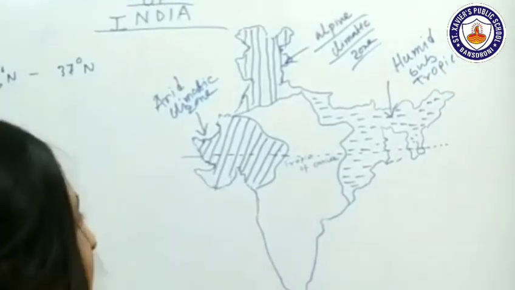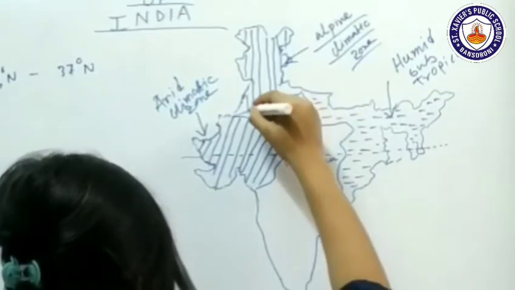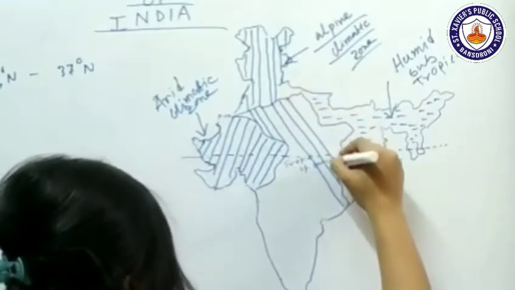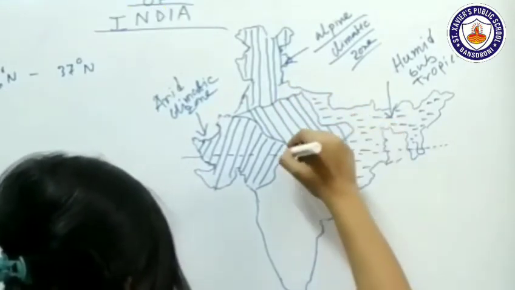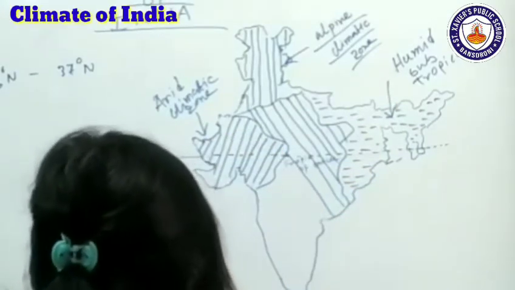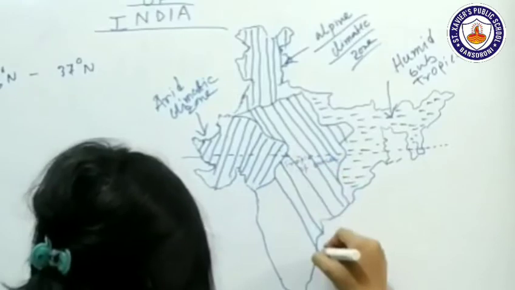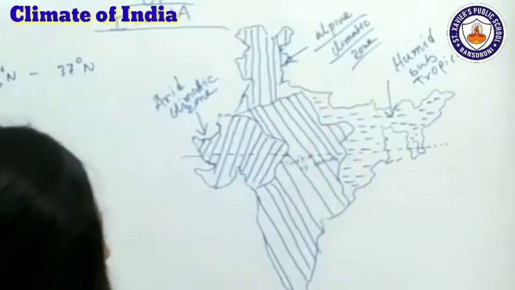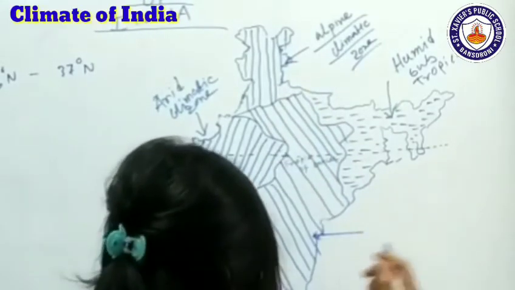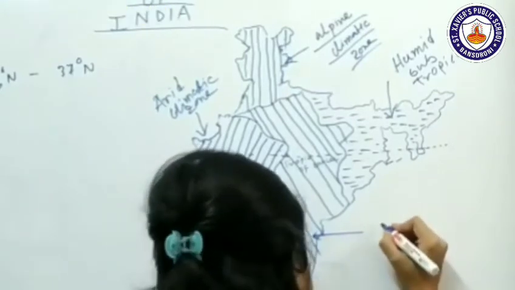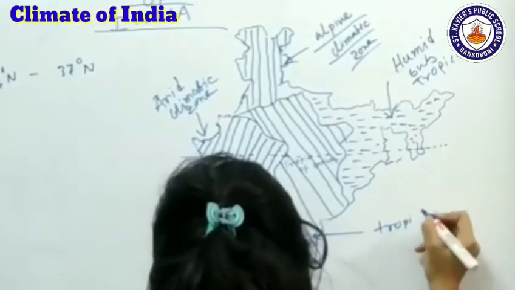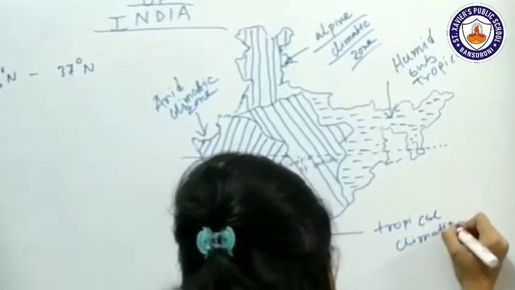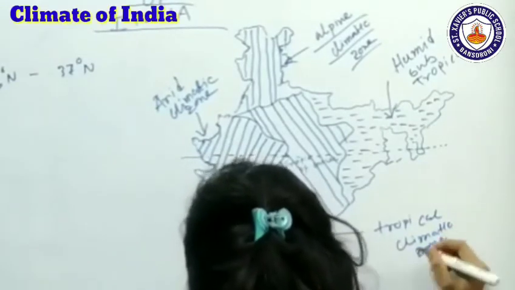and what about the rest of the part? It is included under the tropical climatic zone. Okay. It takes time because I am hatching over the map, so it takes time.